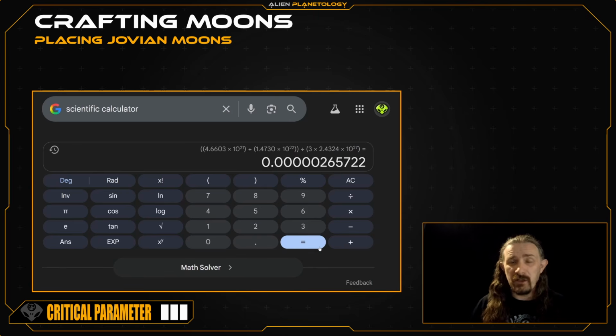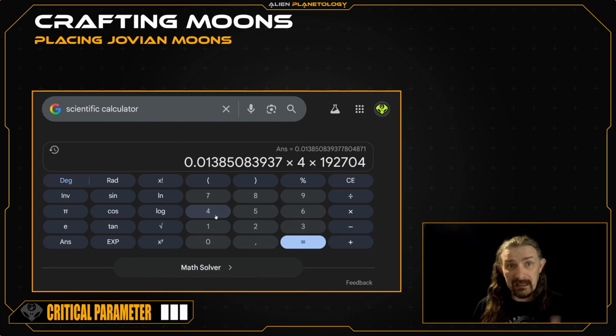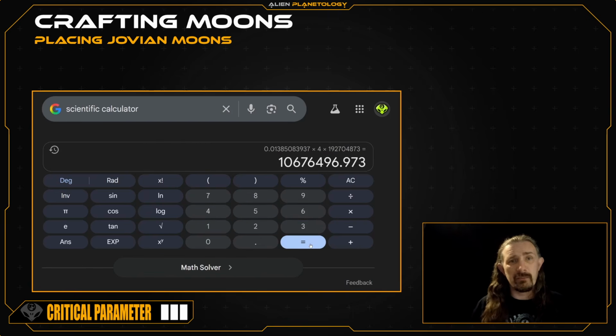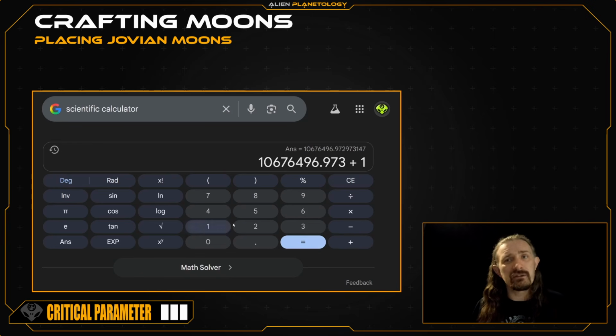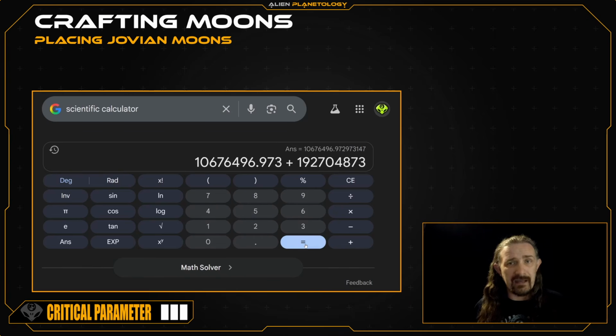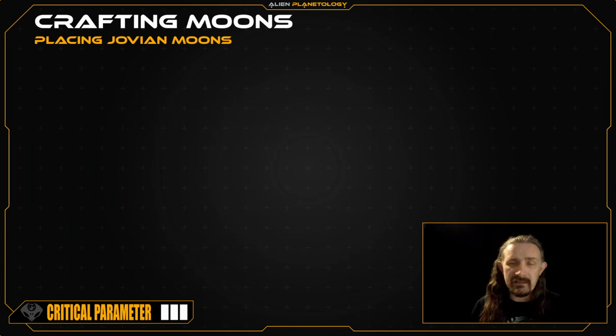Press equals and then get the cube root of this number by raising it to the power of 1 over 3. Press equals again, then multiply this number by 4 times your inner moon's semi-major axis in meters. When we press equals, we get the minimum amount the two orbits should be separated by. Add this to the inner moon's semi-major axis to get the minimum stable distance, and then set your outer moon's semi-major axis to some value above this. You then repeat these steps with each moon working outward. Yeah, it's a lot of work.